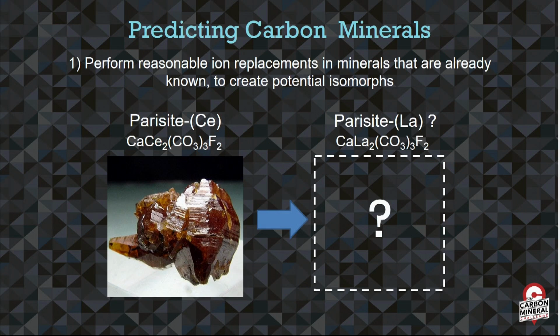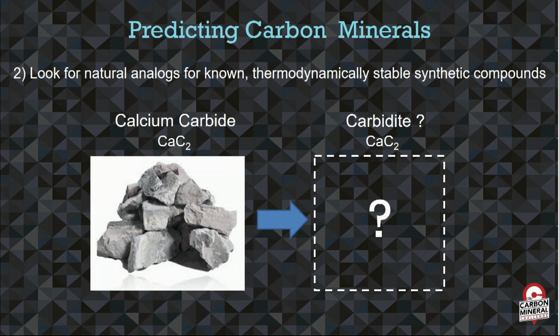So how do we go about predicting these? What carbon minerals should exist? How do we go about making a prediction like that? Well, we used a couple of different techniques. We can take minerals that we already know about and just perform reasonable replacements. For example, we already knew about this mineral parisite-(Ce). It's got the rare earth metal cerium in there. Well, rare earths substitute for each other all the time. So it's reasonable to expect that we could just switch out cerium for another rare earth element like lanthanum. And so, hey, maybe parisite-(La) exists. So we made that prediction. We can also predict based on compounds that we already know about that we just haven't found in nature yet.